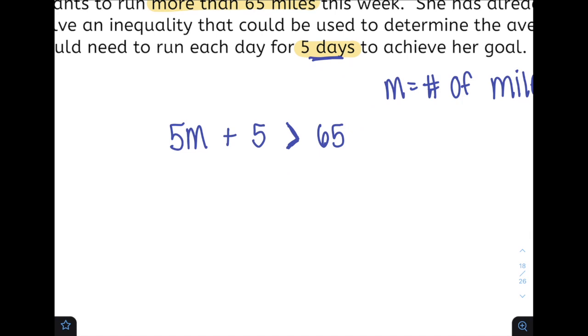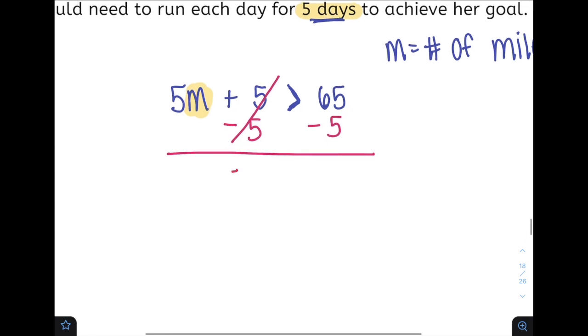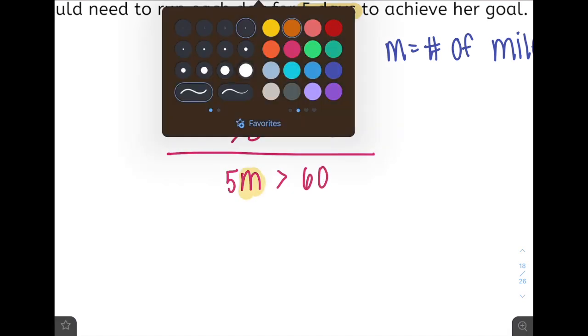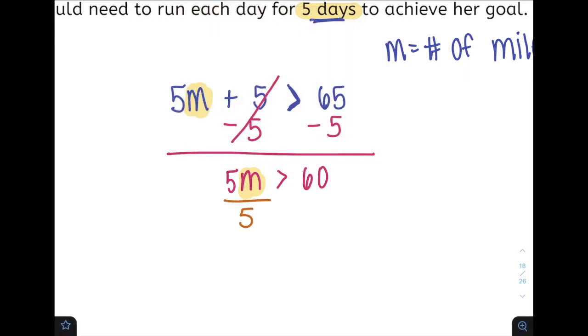So we're going to, again, continue to isolate our variable. We're going to subtract 5 from both sides. Cancel out our 5s. We have 5M is greater than 60. Then we're still isolating our variable. We're going to divide both sides by 5 to isolate our variable because 5 divided by 5 is 1 and it cancels out. M is greater than 12.